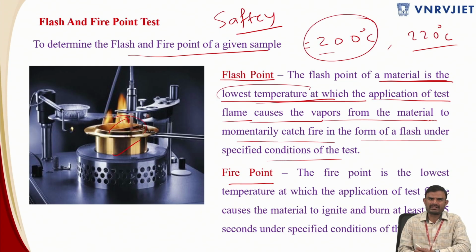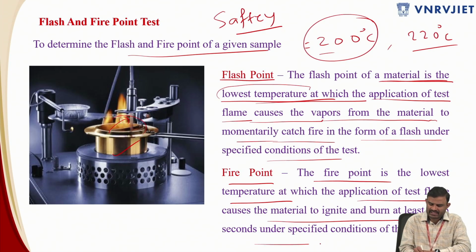And there is another temperature at which the bitumen, instead of catching a flash for a momentary second, catches fire and starts burning for a few seconds. That is the fire point. The fire point is the lowest temperature at which the application of the test flame causes the material to ignite and burn for at least 5 seconds under the specified conditions of the test. This is all about flash point and fire point. This is a safety test. Again, the fire point is the lowest temperature at which the vapors of the bitumen catch fire for a few seconds, like 5 to 10, and that is the temperature.